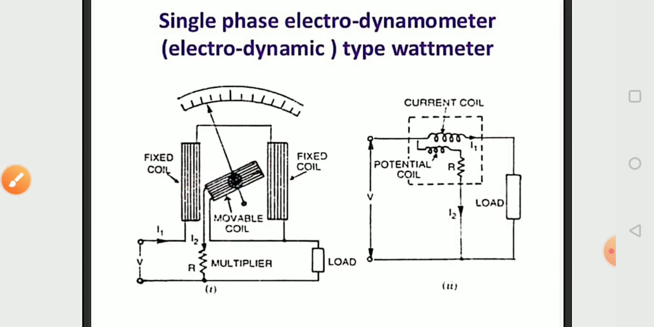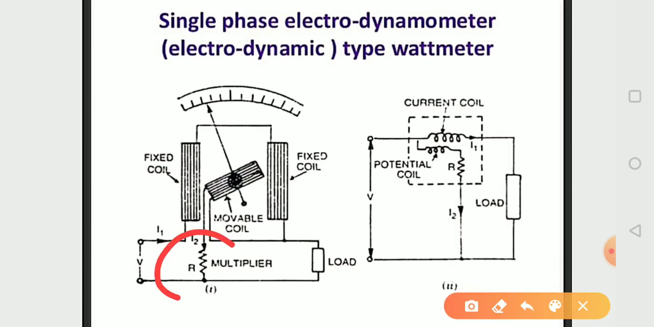It is also called the movable coil, pressure coil and voltage coil. A high resistance is connected in series with the movable coil. We can see here this is the high resistance, connected in series with the moving coil, and it limits the current in the moving coil.